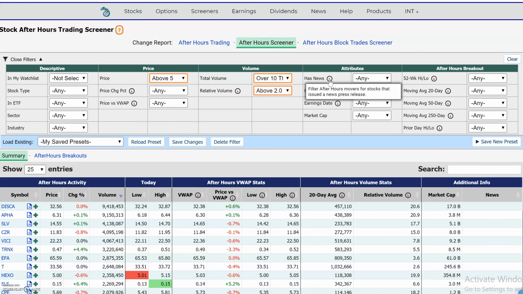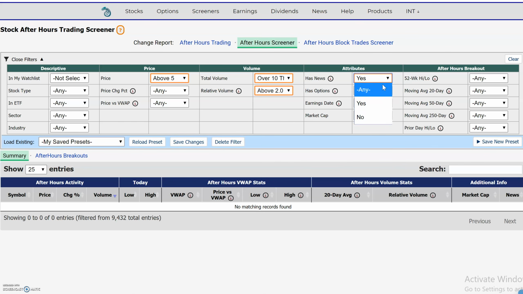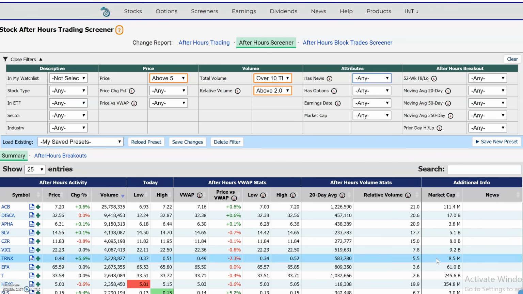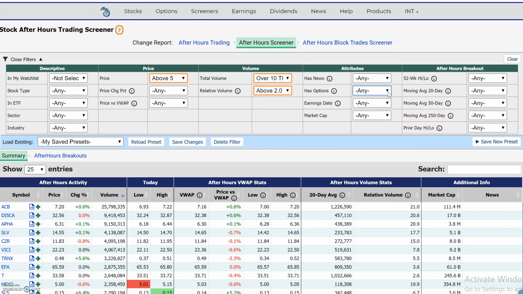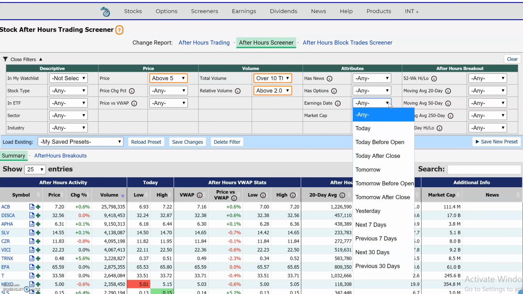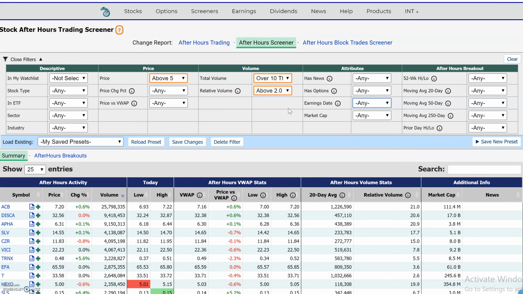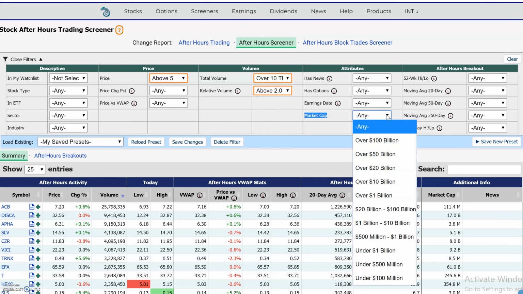If you want to look for stocks that are moving on news, just select this, hit that. So right now we don't have anything that popped up. Stocks that have options. If you want to look for stocks that maybe had earnings after hours or are expecting earnings tomorrow, or any of these choices, you could also set that. If you're looking for perhaps only large cap stocks, you could set the minimum market cap to very high, like over 50 billion or 100 billion.